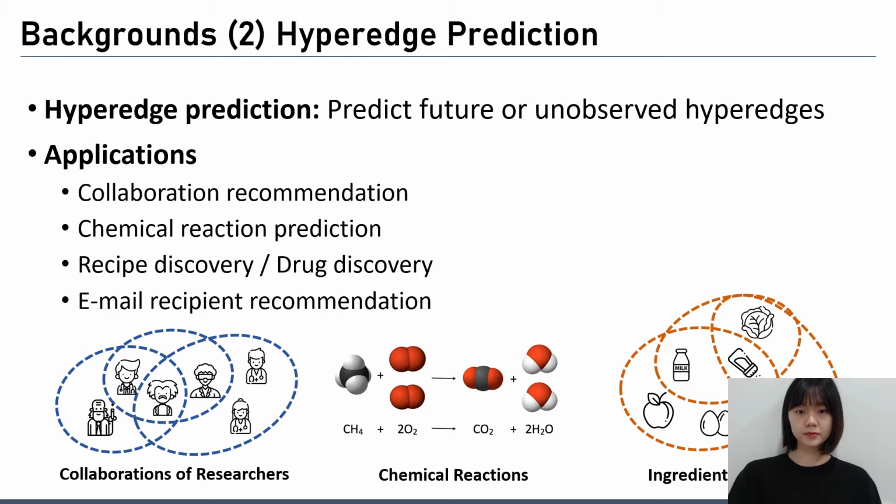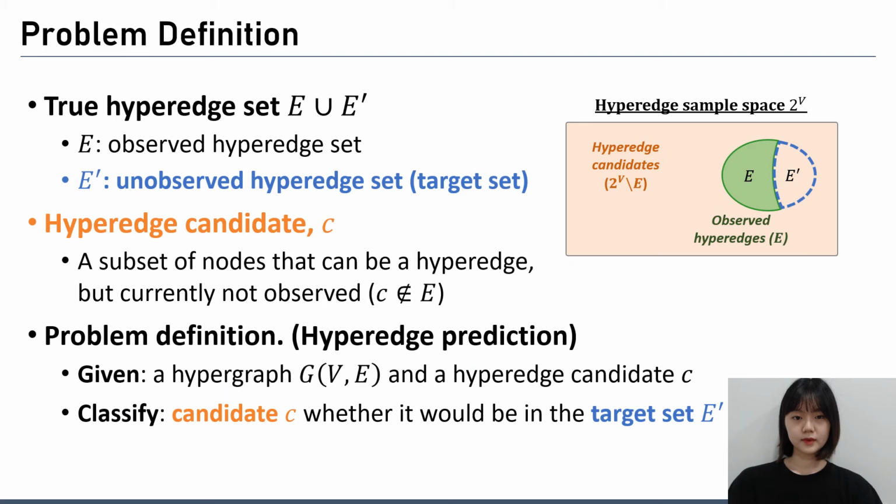Consider a hypergraph for chemical reactions, where each node represents a molecule and each hyperedge represents the reaction between the molecules. Then, predicting an unobserved hyperedge leads to finding an undiscovered chemical reaction. In our work, we focus on a hyperedge prediction task, which is usually formulated as a classification problem. Specifically, given a hypergraph and a hyperedge candidate, we classify whether the given candidate would form a hyperedge or not.